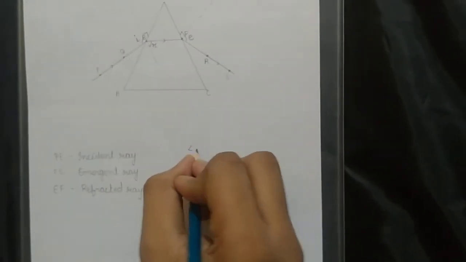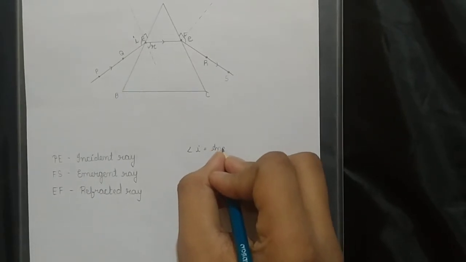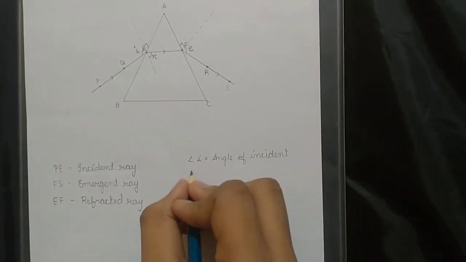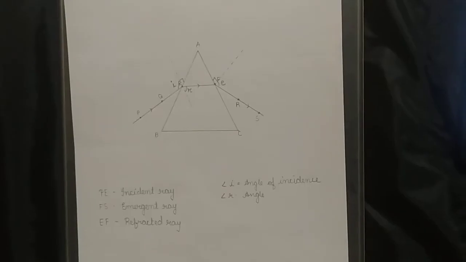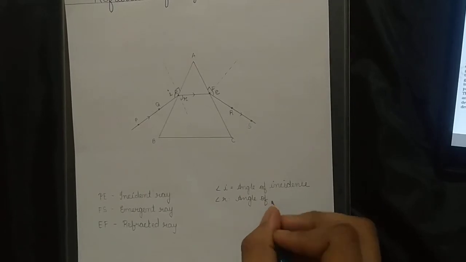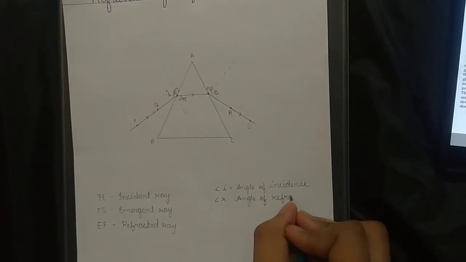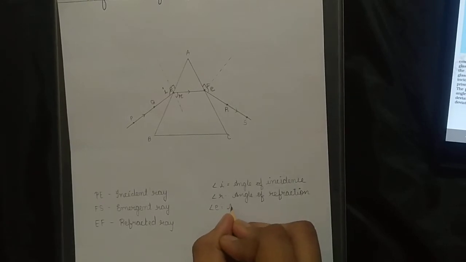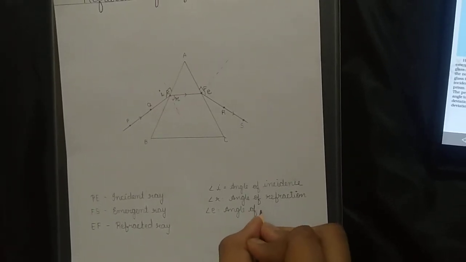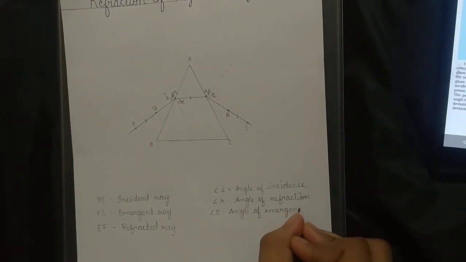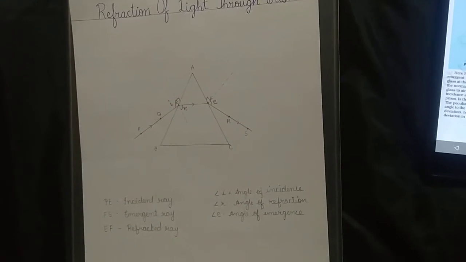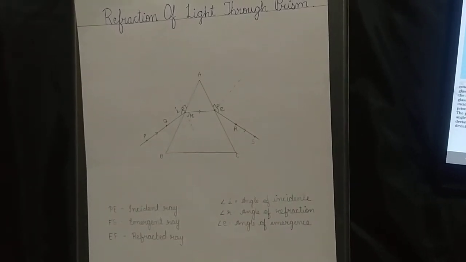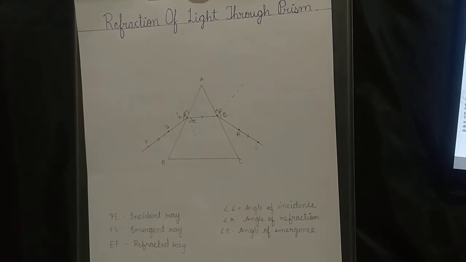You see, angle of emergence. So here, if you do this much and you write all the procedures, that is almost enough for you to get at least 3 marks out of 4. You have to do this much.